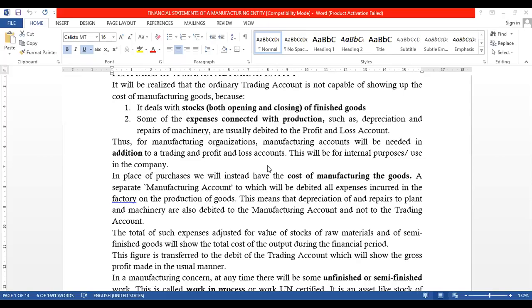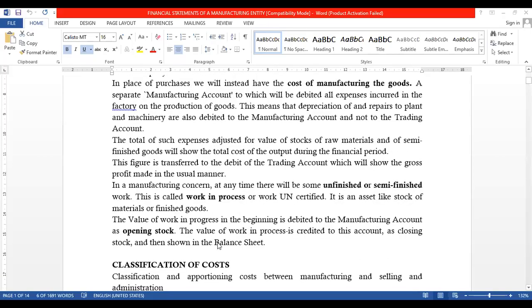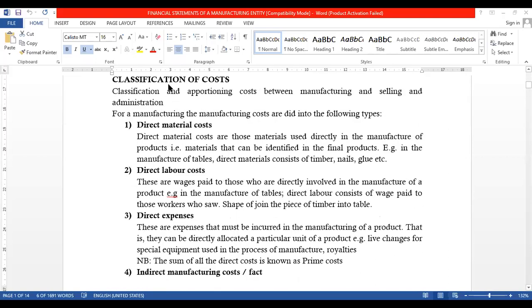So let me share this for now so that we are able to follow. Now, I don't want to mention so many things here, because I don't want you getting confused by all this information that is here. But it is important for us to be able to classify those costs of a manufacturing entity.